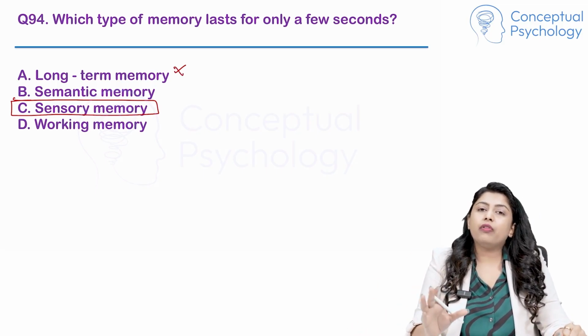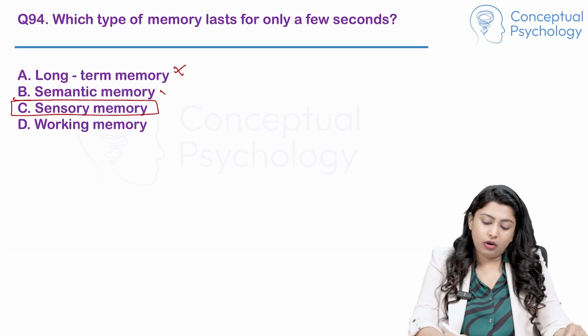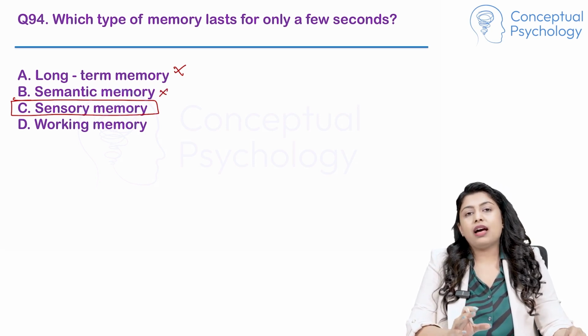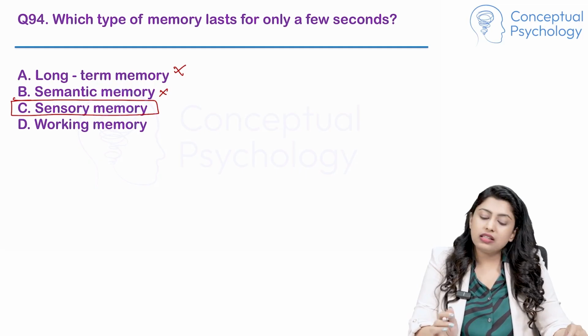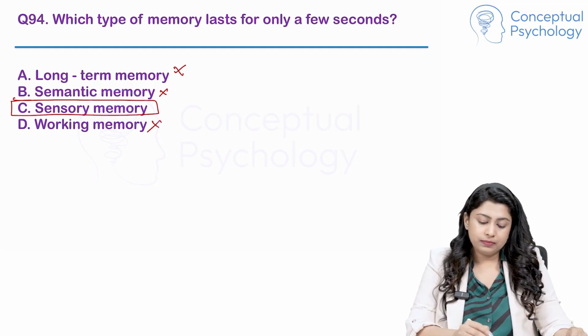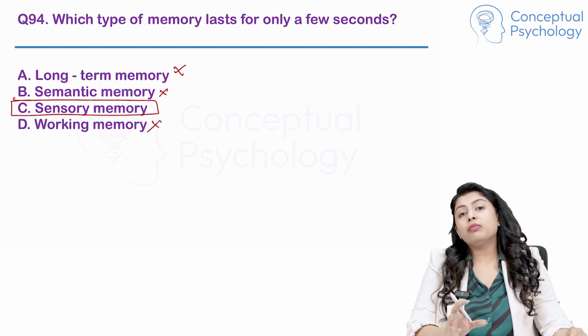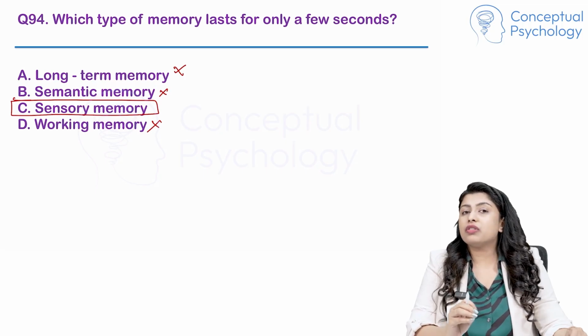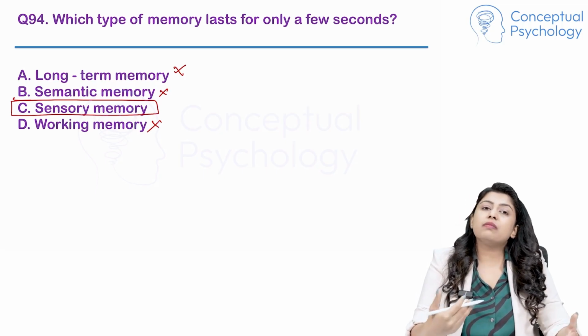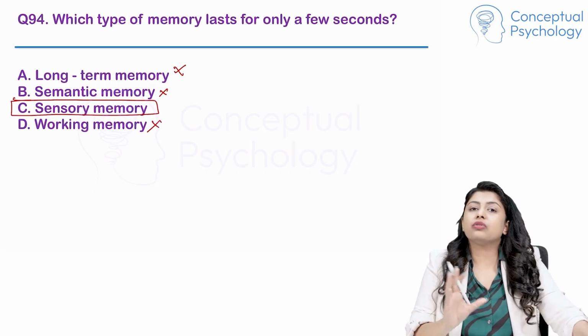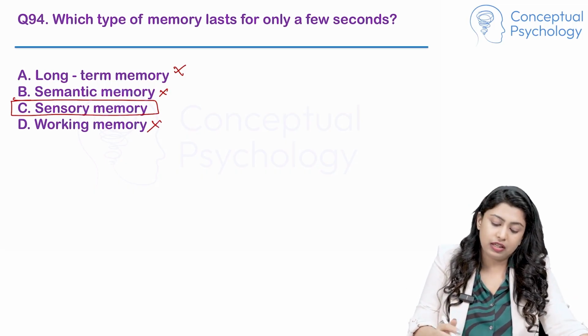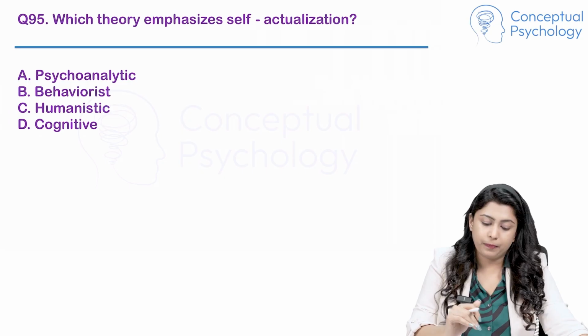Semantic memory is a type of long-term memory for general knowledge. Working memory lasts about 15 to 30 seconds without rehearsal. So, sensory memory provides the briefest retention of sensory information, which acts as a buffer before information enters the short-term or the long-term memory. Hence, C is the correct answer.